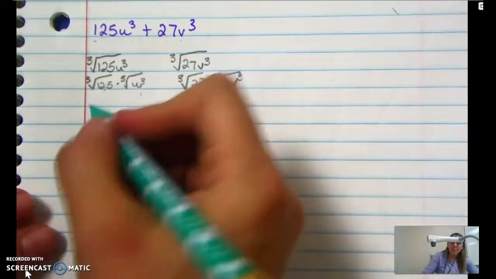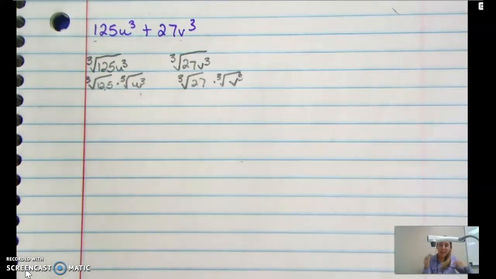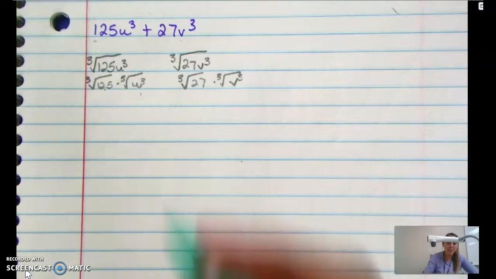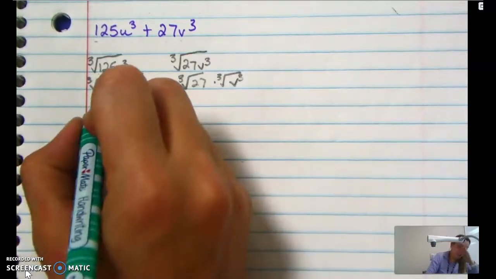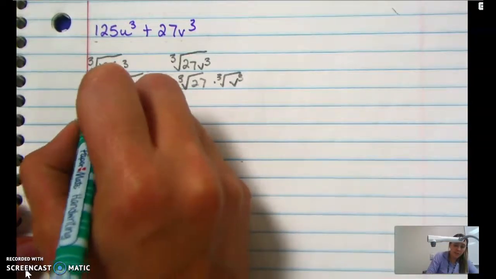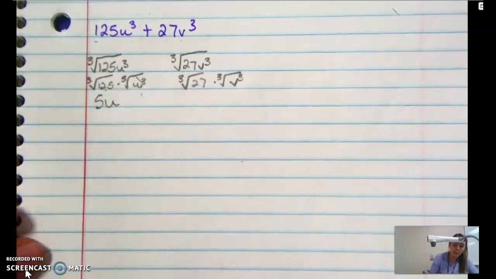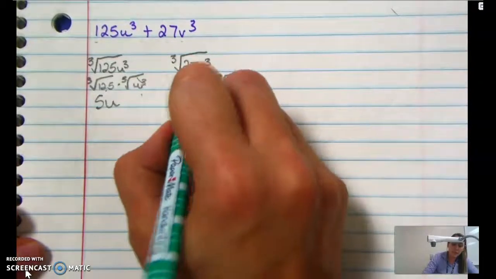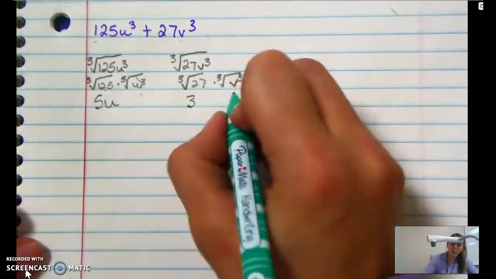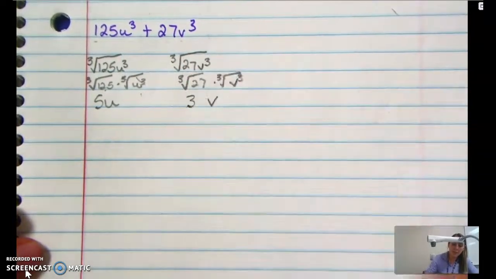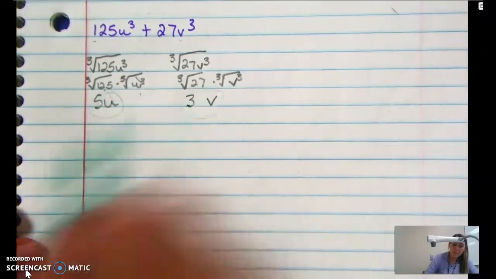Anyway, the reason why I break them up is to remind myself that I'm going to take the cube root of the coefficient and the variable. So the cube root of 125 is 5, and the cube root of U cubed is just U. The cube root of 27 is 3, and the cube root of V cubed is V. So this is my first term, and this is my second term.